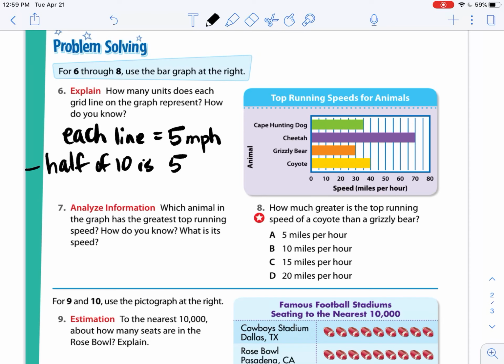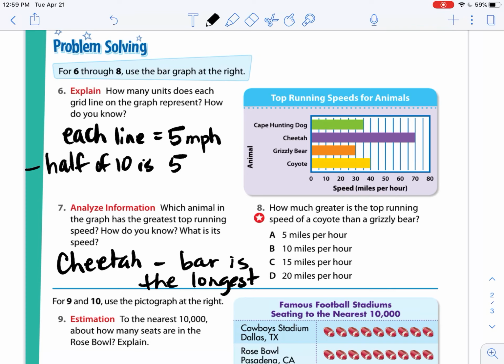All right, number 7, analyze information. Which animal in the graph has the greatest top running speed? How do you know? Well, the greatest top running speed is the cheetah because the bar is the longest. Pretty simple, right? Okay, number 8.